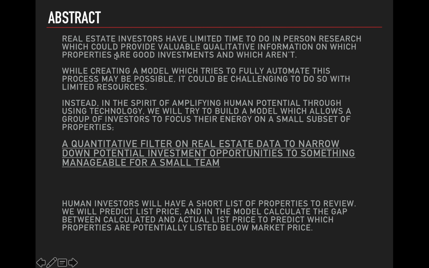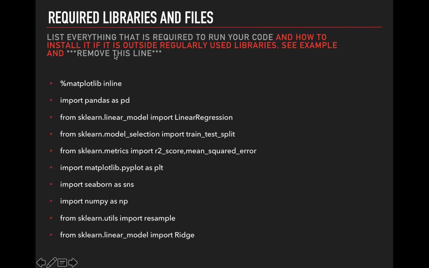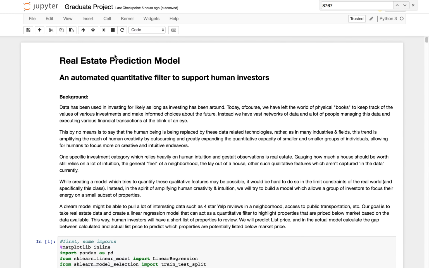The goal of this model is to create a filter, which basically takes all the houses on the market, data on all those things, and creates a prediction of what the list price should be, and compares that to the actual list price, and gets a short list or a ranking of which are likely to be priced under what they actually should be priced at and which are overpriced, basically. So here's some required libraries and files, and let's get into the model.